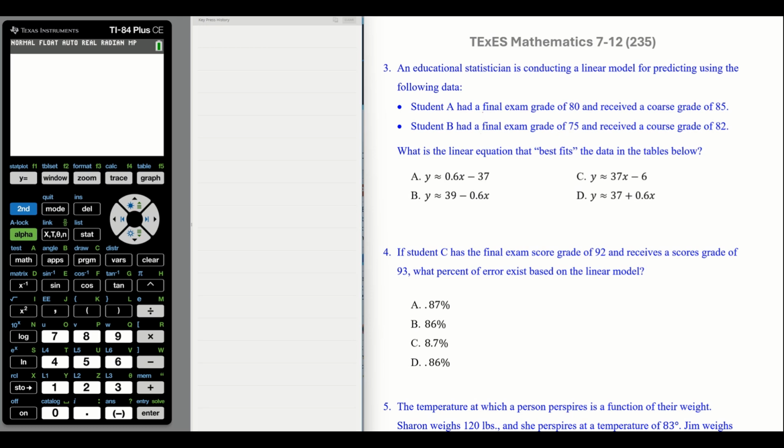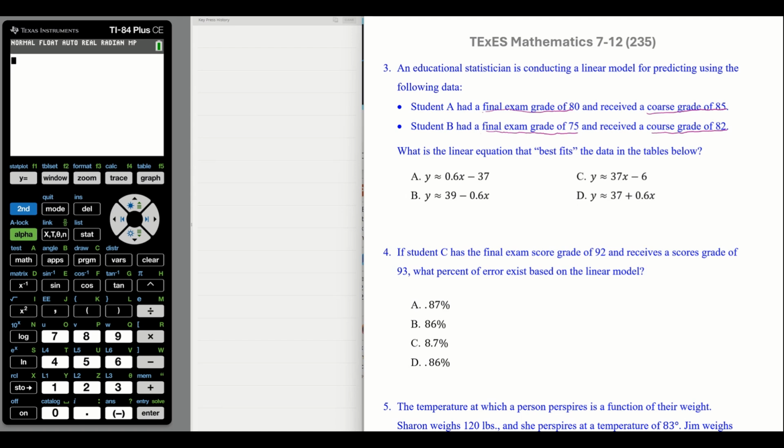Number 3, an educational statistician is conducting a linear model for predicting using the following data. Student A has a final exam grade of 80 and receives a course grade of 85. Student B had a final exam grade of 75 and receives a course grade of 82. What is the linear equation that best fits the data in the table?